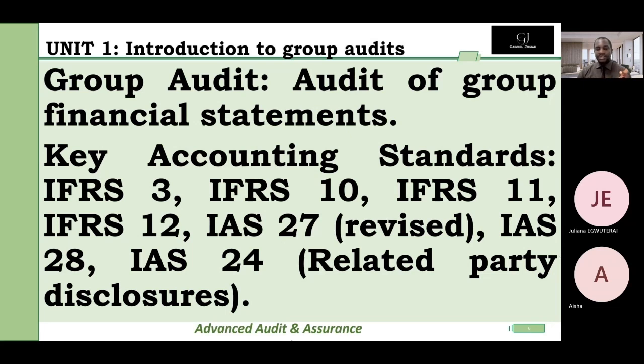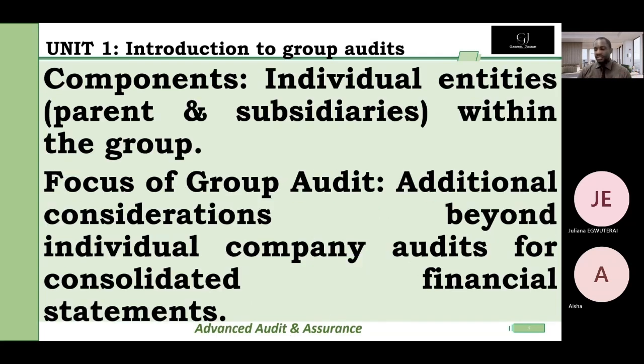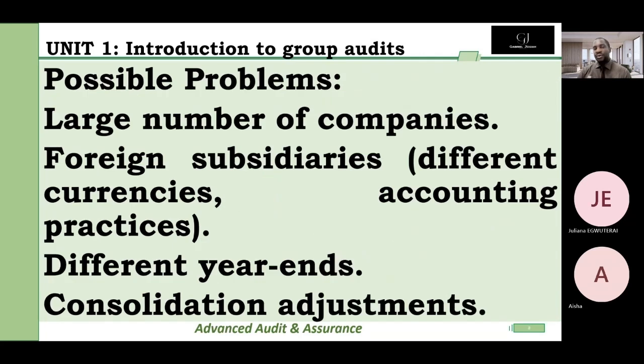So the components, looking at the parents and their subsidiaries, the focus is to audit or address issues beyond individual company audits in the consolidated financial statements. And it's very important we look out for possible problems. What could be the problem? Large number of companies. Where you have consolidation of 10, 15 companies, it could be challenging. We have local subsidiaries. We also have foreign subsidiaries where you have to consolidate foreign currencies, different currencies, also accounting practices that are different across regions. So these are the possible problems that could ensue in group audits.